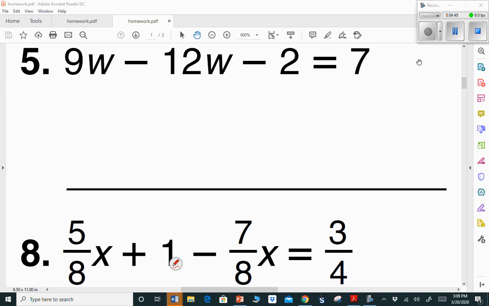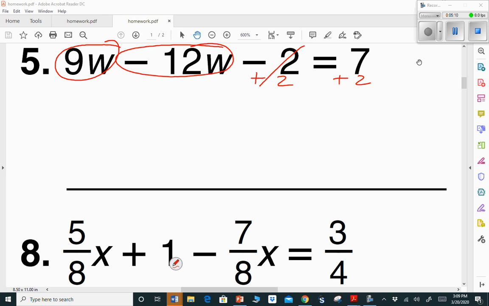Go ahead and copy that. 9w minus 12w minus 2 equals 7. Again, we want to get all our w terms on the same side. There's a w term and another w term. So let's leave those there. And we're going to add 2 to get rid of this.